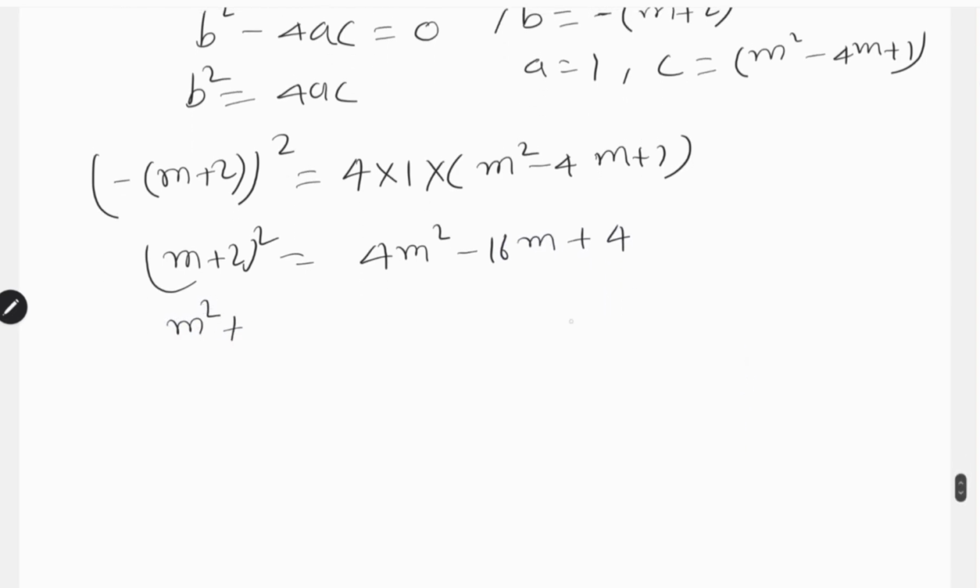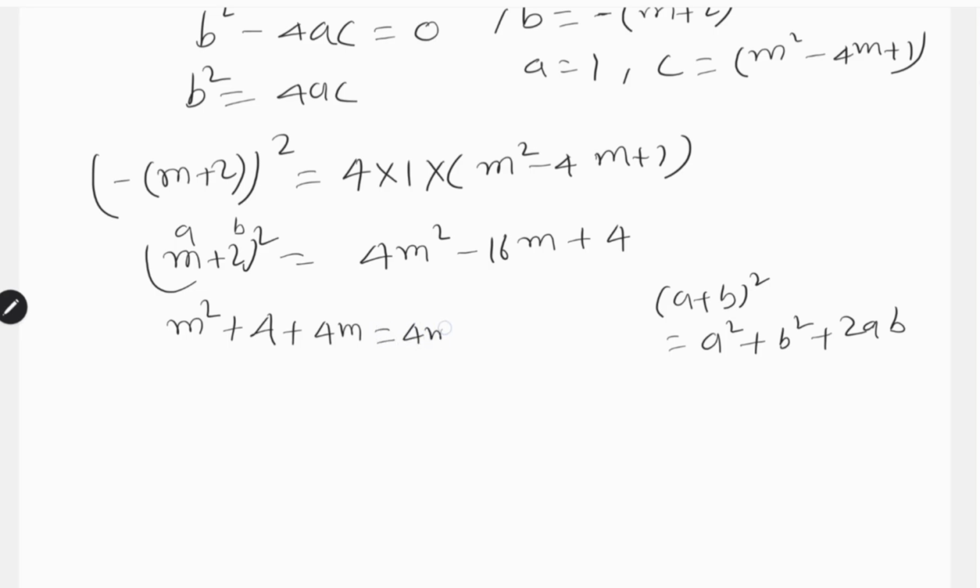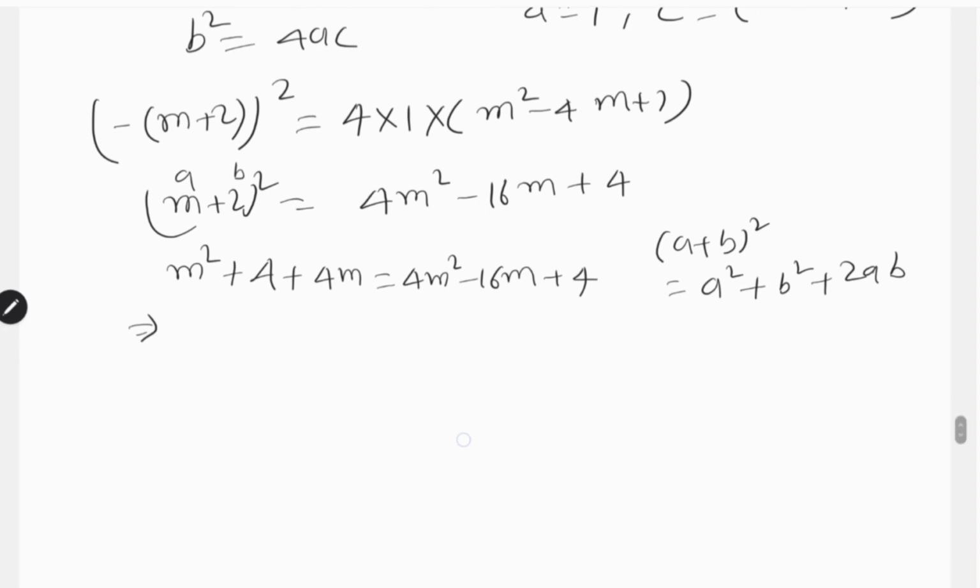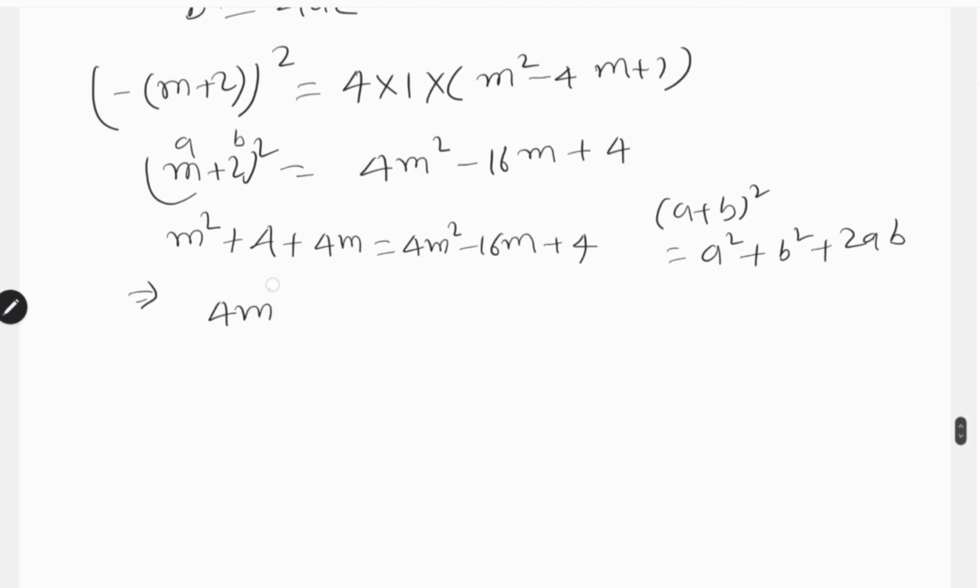Now (m plus 2) whole square, what is (a plus b) square? a square plus b square plus 2ab, okay. Then that is a and that is b. Then m square plus 4 plus 4m is equal to 4m square minus 16m plus 4, okay. Now move 4m square minus 16m plus 4, negative m square, negative 4m, negative 4, equal to 0, that cancels, okay.